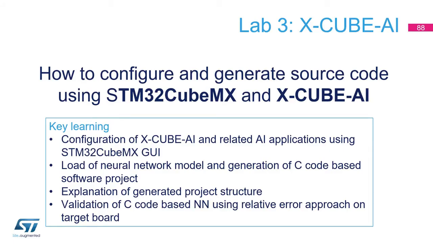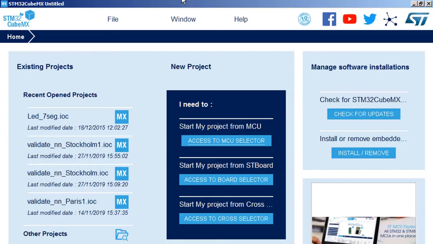Okay, during this lab, we will migrate the neural network model, the just trained neural network model, the output from the Python script you have seen, the .h5 file. We will migrate this model to the C code. So let's stay with CubeMX. We must start a new project.